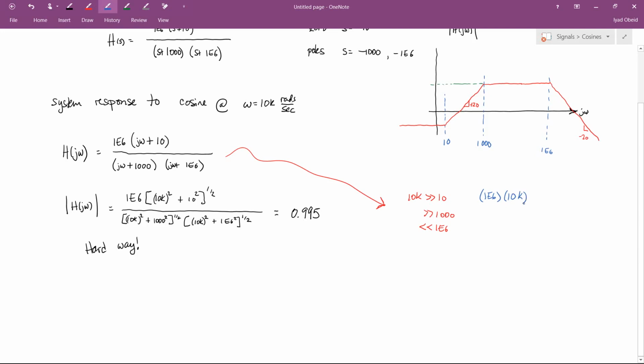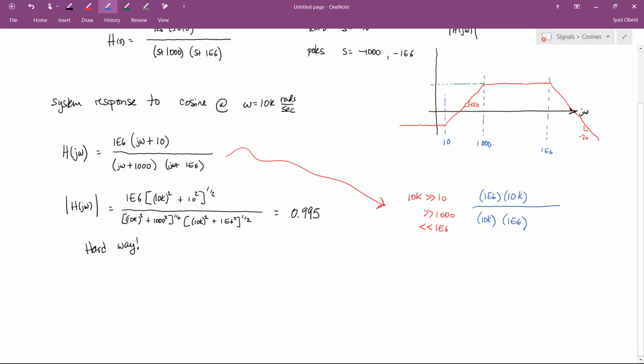Now I go to the denominator, and it's the same story. In a contest between 10,000 and 1,000, the 10,000 is much bigger, so we can basically ignore the 1,000. And when we do that, we're left with the j omega, whose magnitude is just 10k. And then finally we have this term, where we have the j omega plus 1,000,000. In that case, the 1,000,000 wins, so it's 1e6.